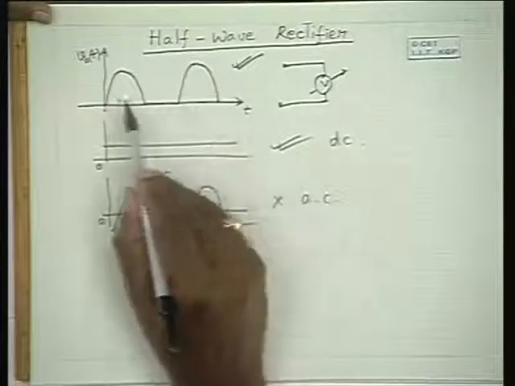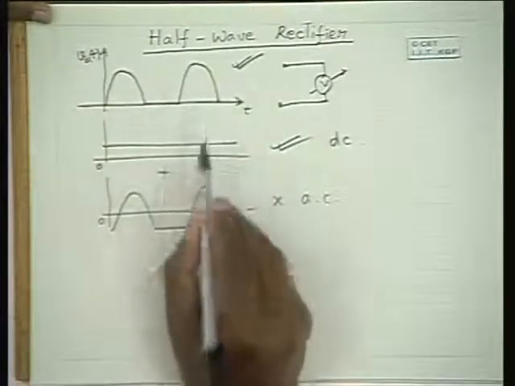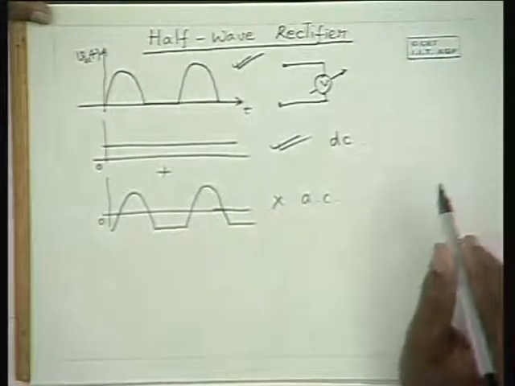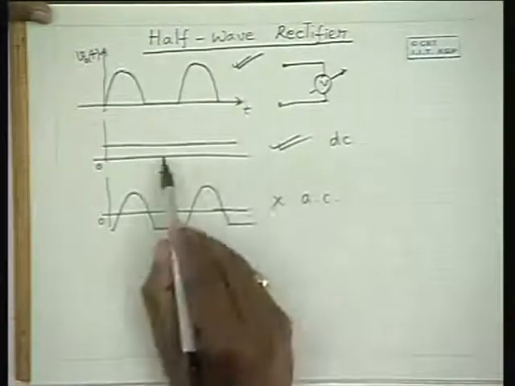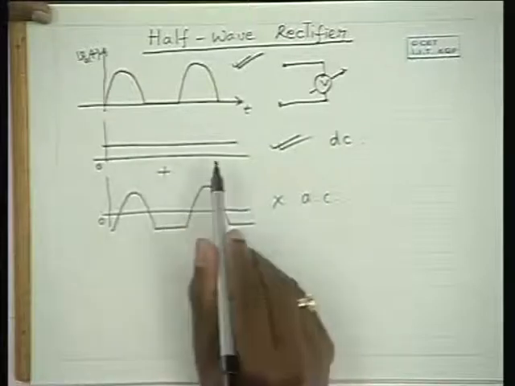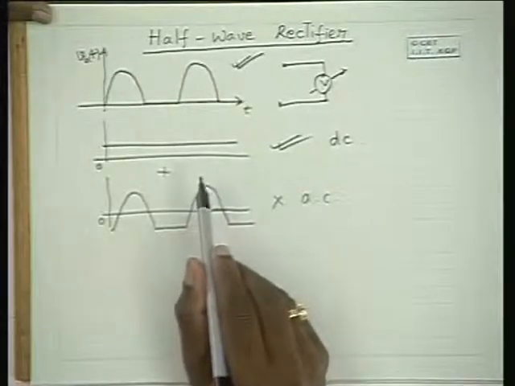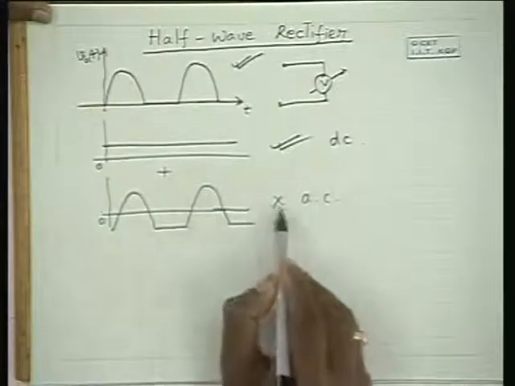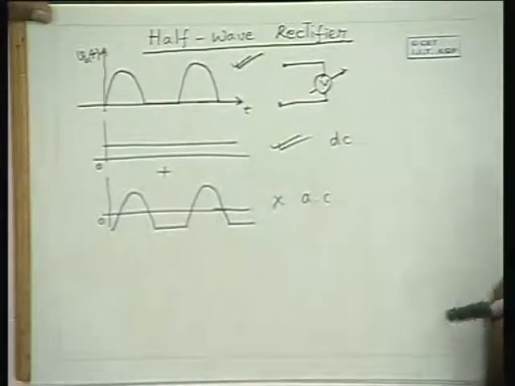waveforms can be expressed as a DC component plus some alternating component. And the component of interest is the DC component when you would like to use this as a power supply. And we try to attenuate the alternating component.